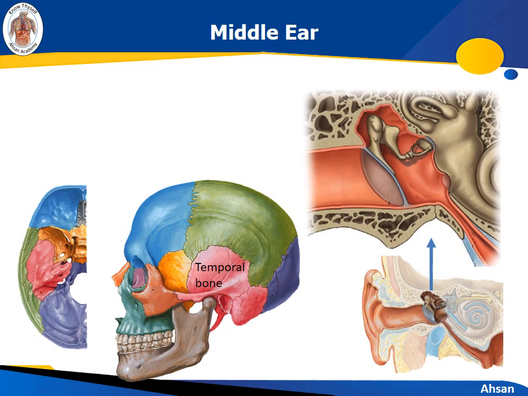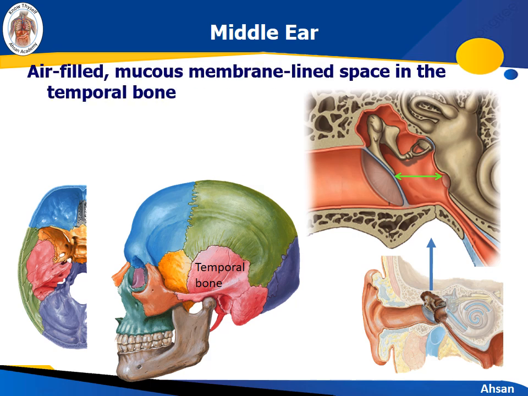This is the middle ear I am showing. The temporal bone is shown here, the skull, and it is reddish in color. So let us see which one is the middle ear cavity. The green arrow in the right upper figure is showing the middle ear cavity, and it is an air-filled mucous membrane lined space in the temporal bone.